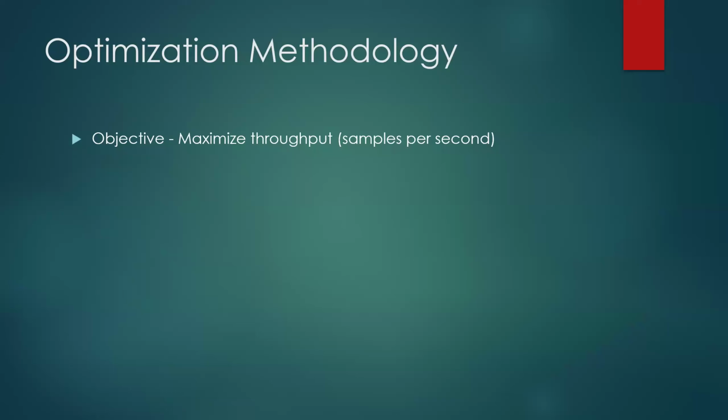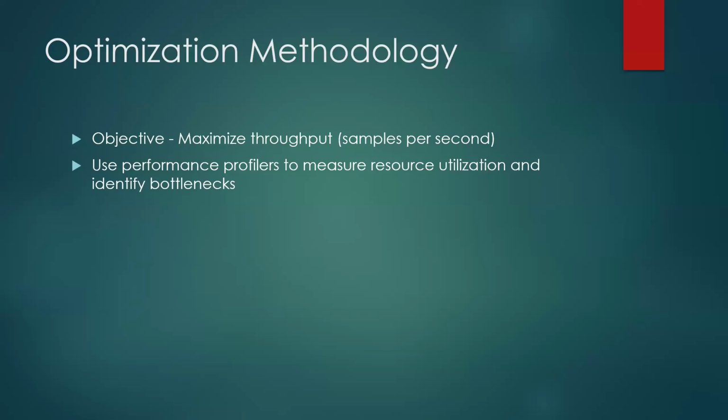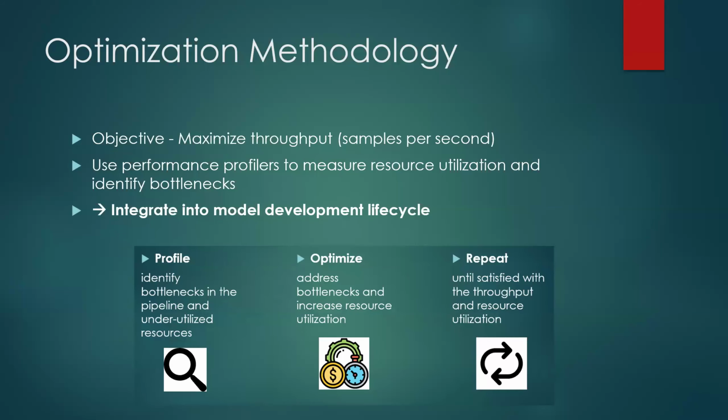So now that I've convinced you of the critical importance of model optimization, let's talk about how this can be done. Our objective is clear. We want our model execution to run as quickly as possible. To do this, we use performance profilers to measure resource utilization and identify bottlenecks. And most importantly, we need to integrate the analysis and optimization into our model development cycle, as we depict here in 3 steps. Profile the model, optimize the model based on the results of the profiling analysis, and repeat until we feel that we have addressed all of the optimization opportunities.